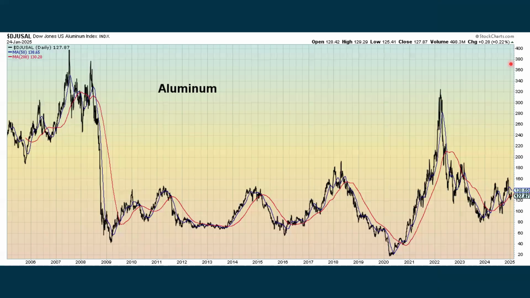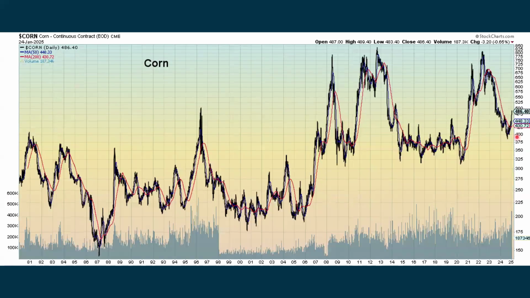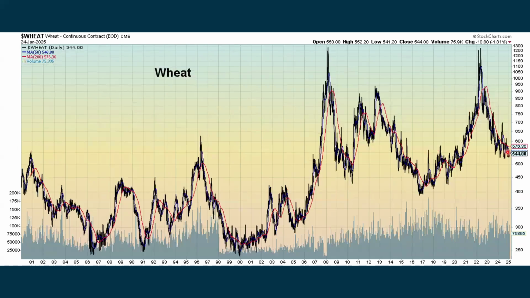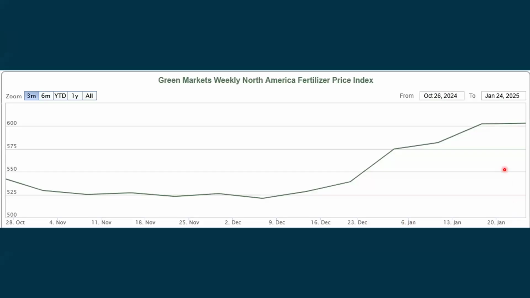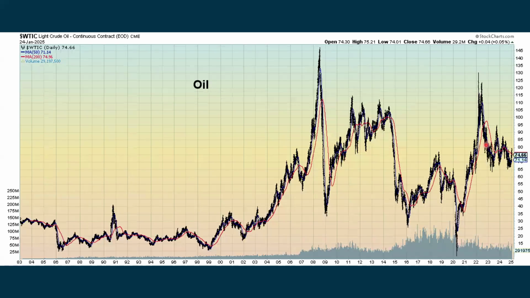We look at other markets. Aluminum is still in an uptrend, but it's been pulling back to its 200-day moving average. Corn's really spiking up right now and actually starting to go into an uptrend. Wheat is still more or less in a downtrend, and we want to keep an eye on fertilizer just to see if it's really spiking up or really going down, and it's not.